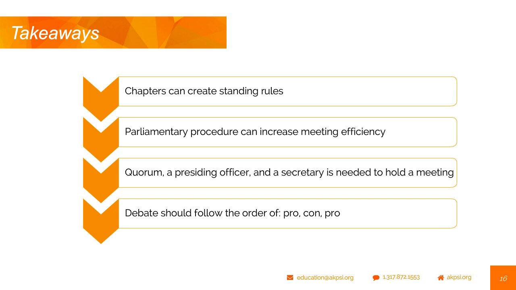Robert's Rules of Order, parliamentary procedures, is meant to keep your meetings on track and efficient. If you're using parliamentary procedures and your meetings are running very long and unorganized, please revisit the rules, because proper use of parliamentary procedures makes meetings short, efficient, and on track. At minimum, you need a quorum, a presiding officer, and a secretary to hold a meeting. Debate should follow pro, con, pro. Okay? And that concludes our presentation.